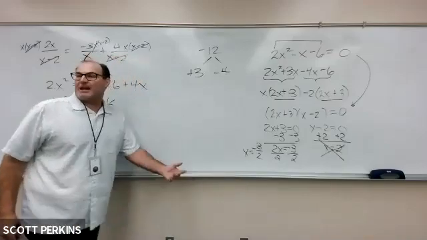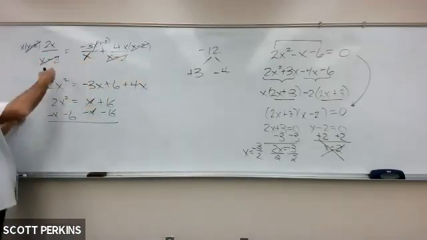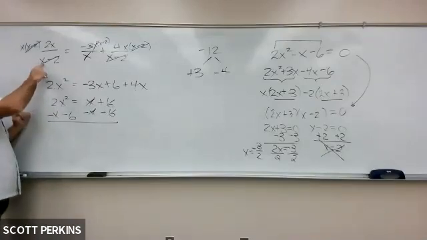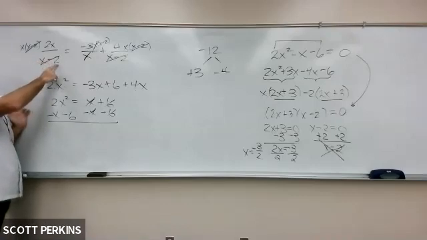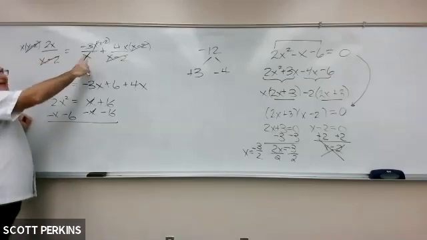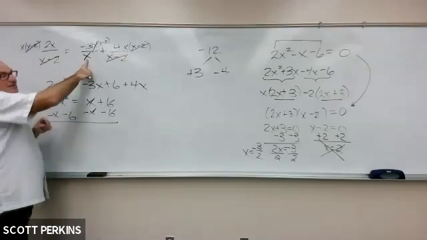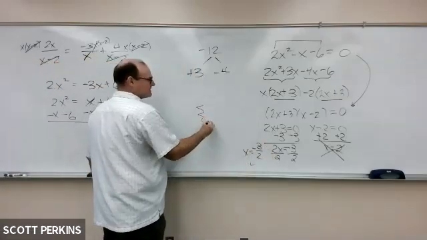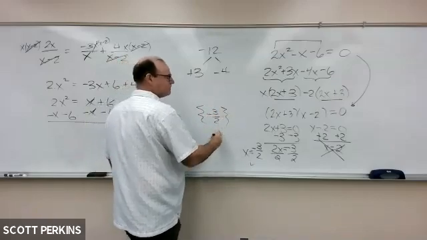Negative 1.5 or negative 3/2. Does negative 1.5 make any of my denominators 0? No. Pop out your calculator. Negative 1.5 minus 2 is negative 3.5. That's fine. This is just x. That's negative 1.5. So that's not 0. So that works out just fine. So I like it. And so my solution set is negative 3/2.